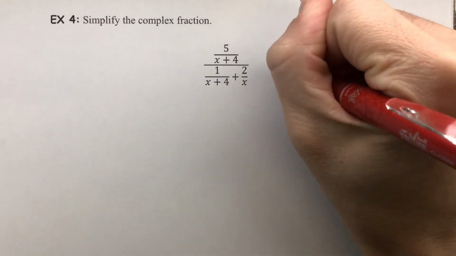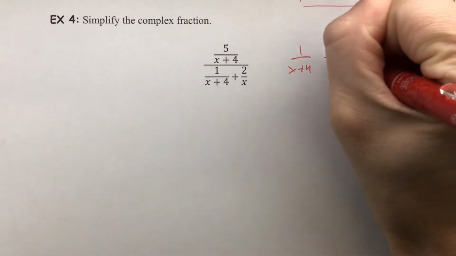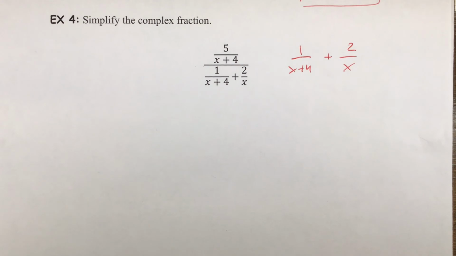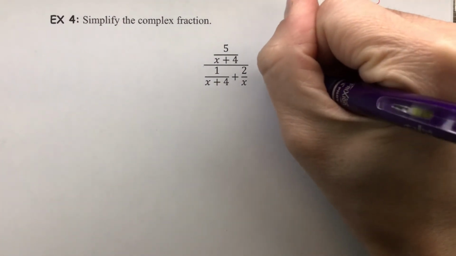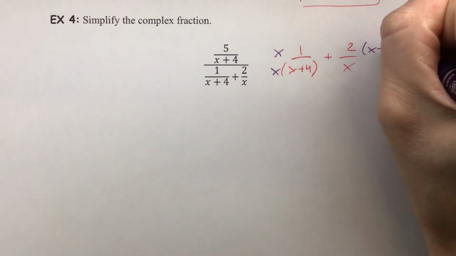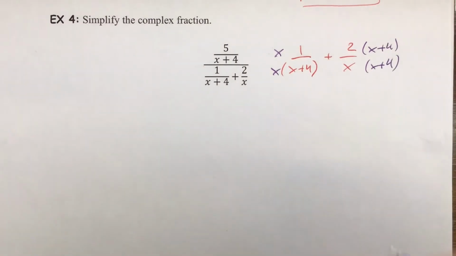We've got 1 over x plus 4 plus 2 over x. Okay, these denominators are relatively prime to each other, even though they both have an x in them. This is an x plus 4, which you have to treat as a combined item. It's a binomial, and that's different than x. Okay, so these are relatively prime. They don't actually share any factors. What you'll do is just multiply the top and the bottom of each fraction by the other one's denominator. That would be an x here and here, and this would be x plus 4, x plus 4.